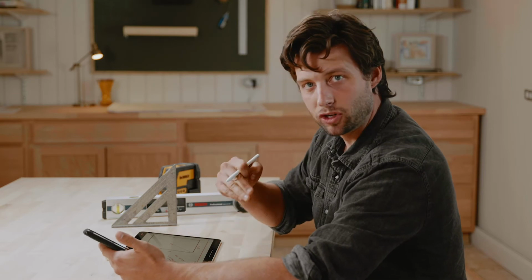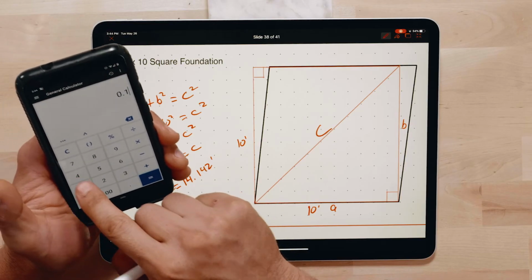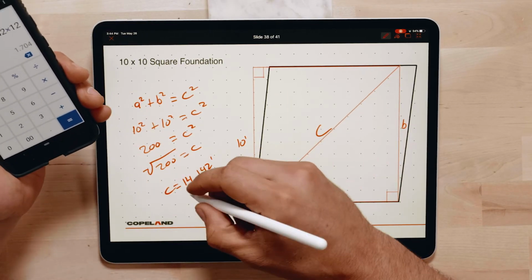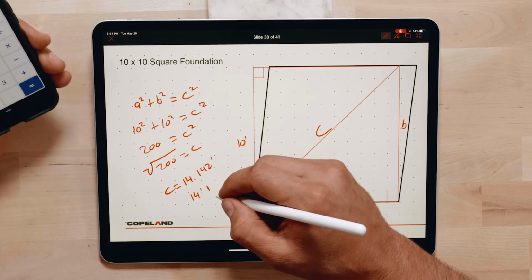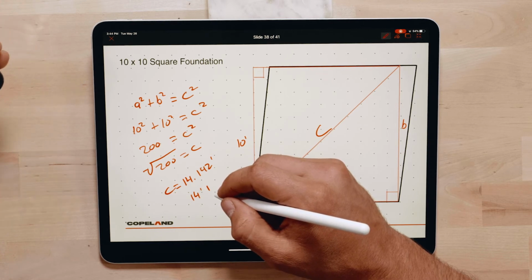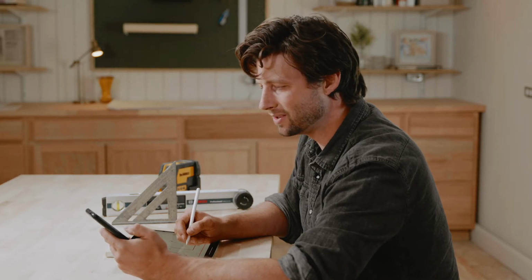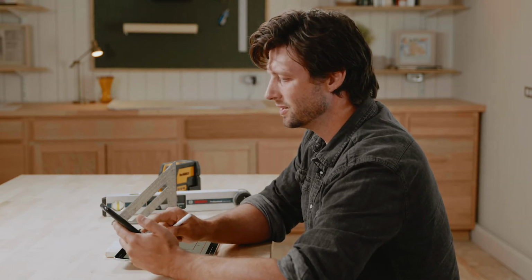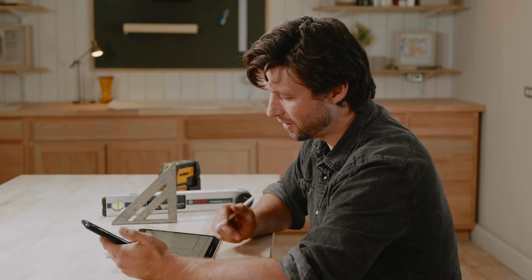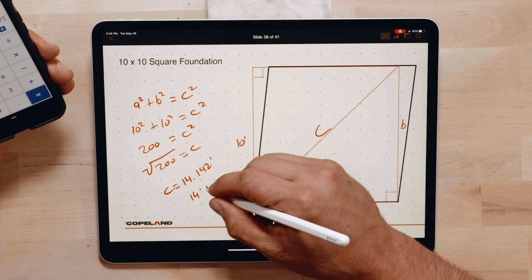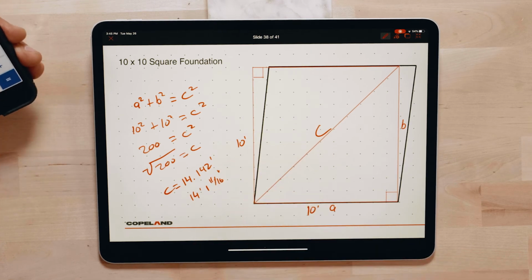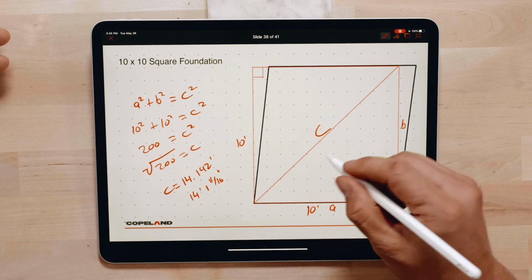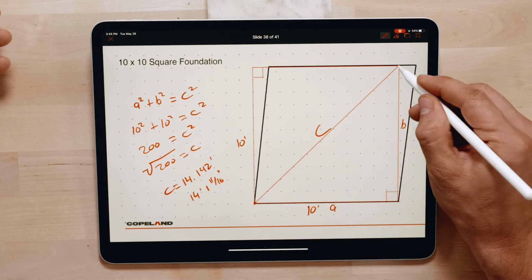Again, we want to have a measurement to give that you can pull with the tape. So we want to convert this over to fractions. So 0.142 times 12 turns that into inches. So we're at 14 feet, 1.704. That's not quite 3/4. I would just convert that to 11/16, which is 0.6875. So you're really close to that 0.7. So I'd say 14 feet, 1 and 11/16 inches.